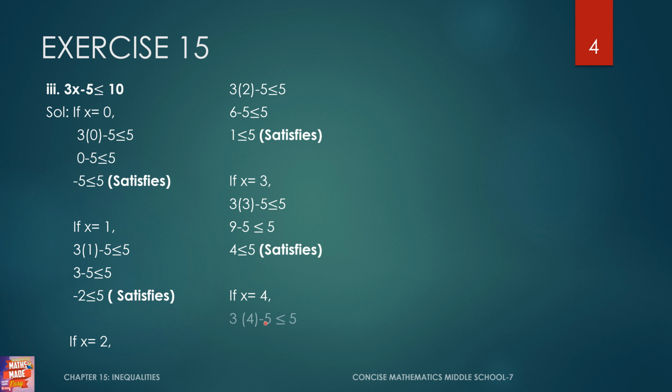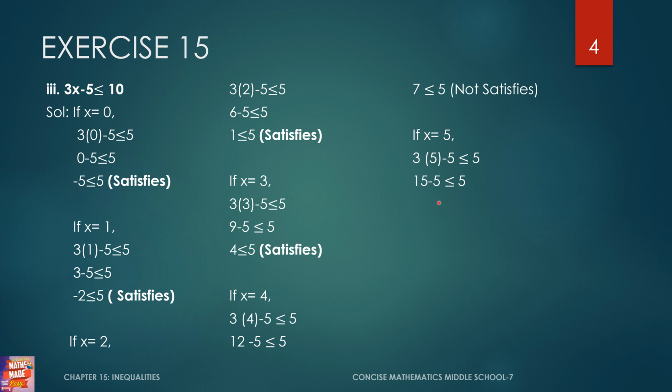Now just substitute x is equal to 4. 12 minus 5. So it will be 7. 7 is less than or equal to 5. No, it's not less. It's greater. Since you got not satisfied, the 5 will also be not satisfied, even though I am just writing it for you so that you understand clearly. Once you get not satisfied, you can just stop over there. This one is to make you understand that even if you do it, it will be not satisfied.